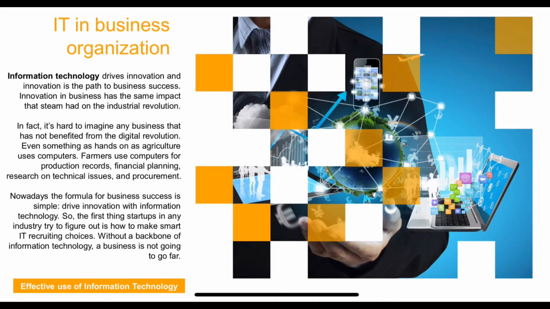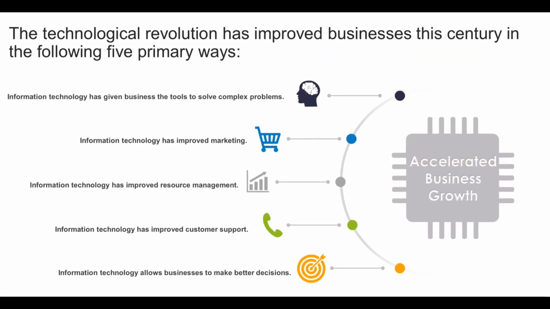Now let's take a look at how accelerated business growth is possible because of the technological revolution. The technical revolution has improved businesses this century in the following 5 primary ways. First, information technology has given businesses the tools to solve complex problems. Information technology has improved marketing, resource management, and customer support. And also, it allows businesses to make better decisions. So let's discuss them one by one in the next slides.